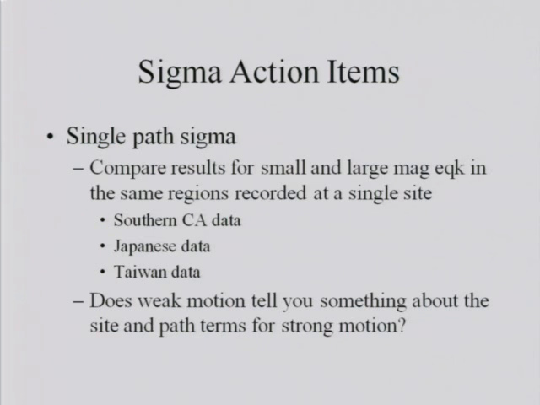But what we want to do is take small earthquakes recorded near large earthquakes in California, Japan, and Taiwan, and then say, if I know those path terms, okay, from the small earthquakes, how well do they predict the intra-event residual from the bigger earthquake? And are they informative? If they are, then we've got a place to go. If not, we don't. Essentially, does weak motion tell you something about the site and path terms? That's really what we're asking.